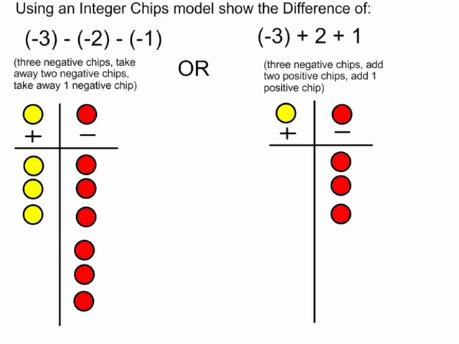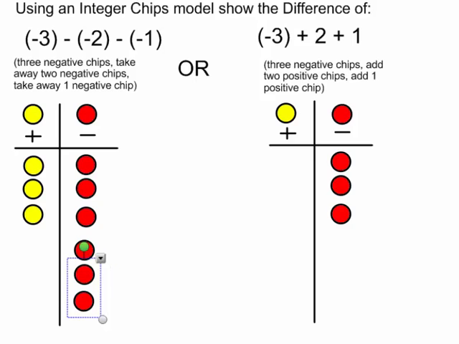So I've got two models that I'm going to use my big ideas on. The first one is -3, take away 2 more negatives. Oh, I better start again. -3, subtract or take away 2 negative chips, take away 1 more negative chip. So you can see I have an unbalanced -3 here. I want to take away 2 negatives.